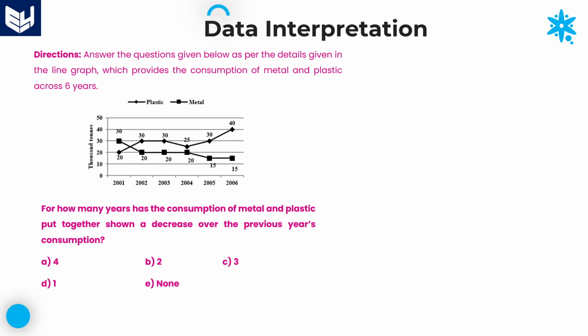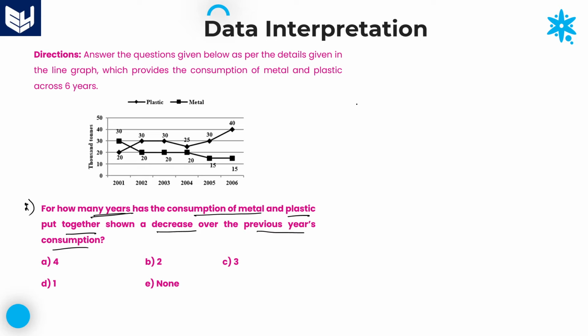Now let us look at the second question. Here the question is, for how many years do we need to calculate the number of years in which the consumption of metal and plastic together showed a decrease over the previous year consumption. See, in the previous case we compared only the individual values of metal and plastic, but in this case it is not like that.